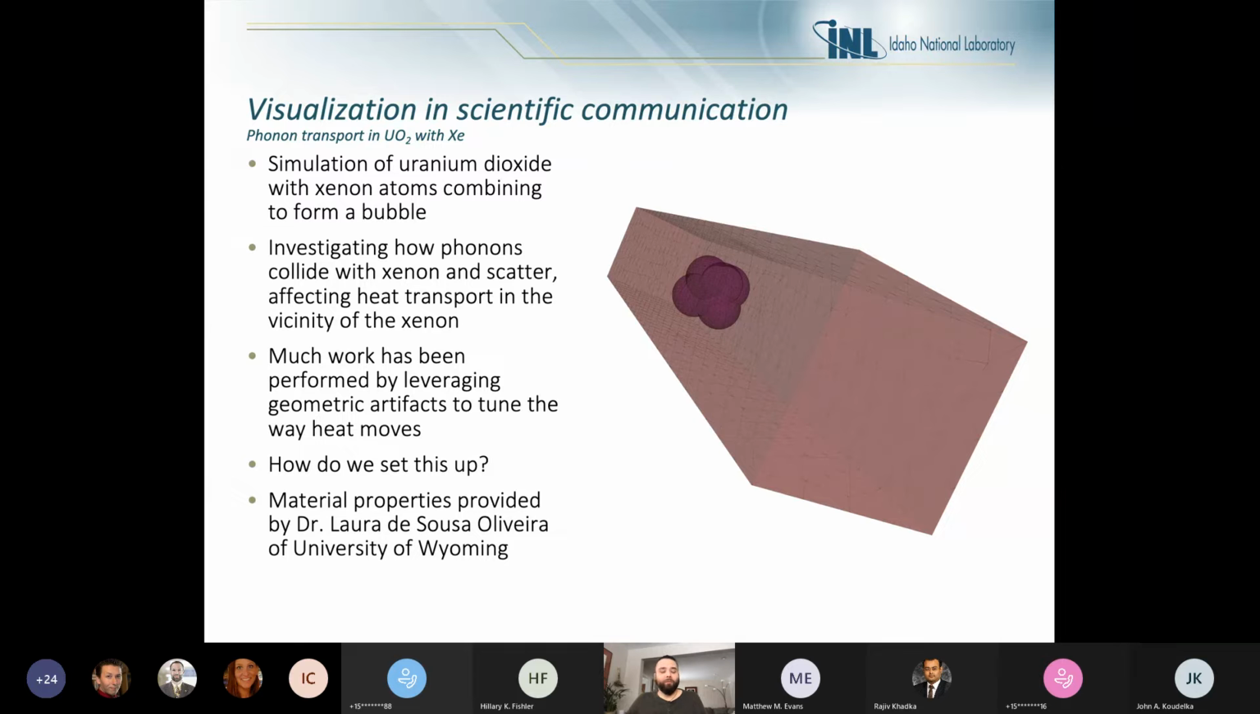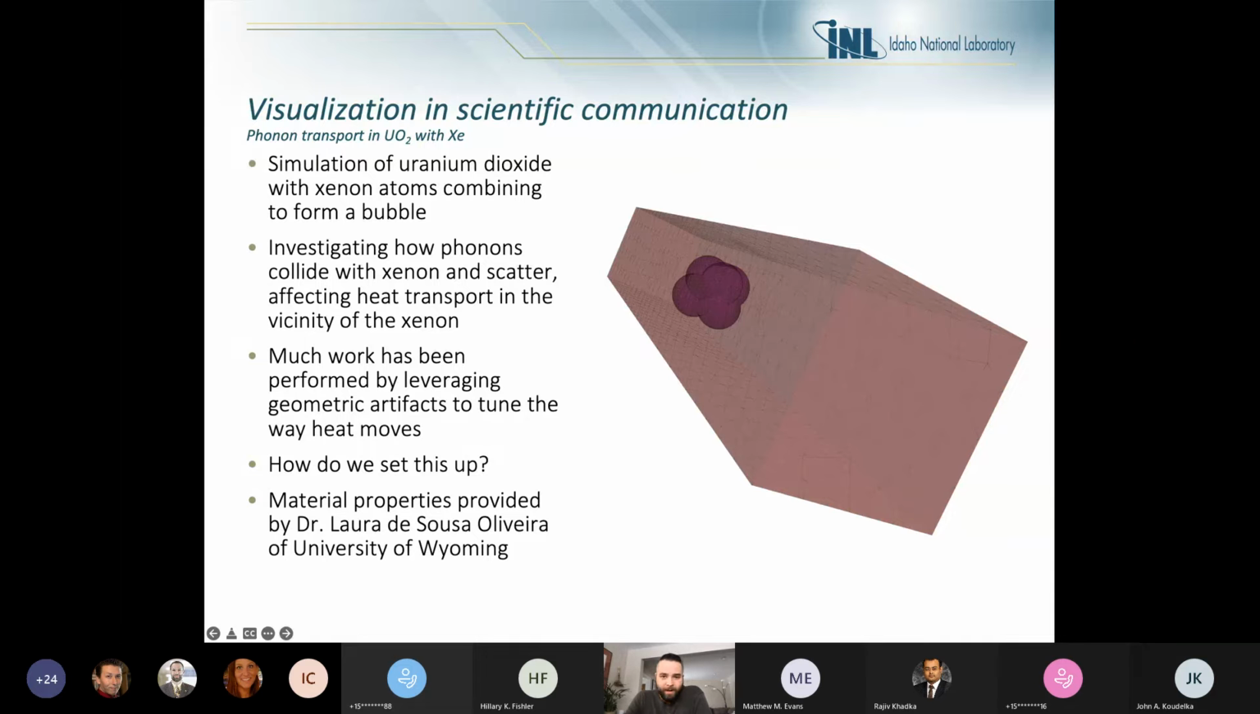Okay, so while UO2 might carry heat really well at the beginning, at the end of the cycle, when they take it out and replace it with fresh fuel, it's not carrying heat very well anymore. This is a phenomenon I started investigating in my master's program and that led up to here now. So how do we look at how phonons collide with xenon and scatter, and how is the heat transport affected around the xenon itself?